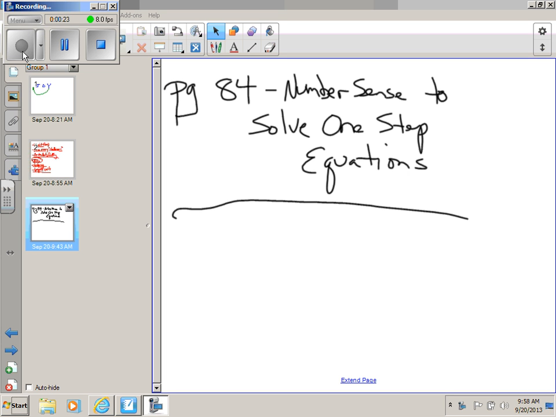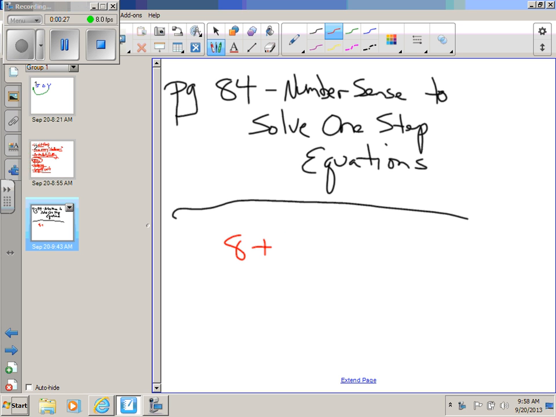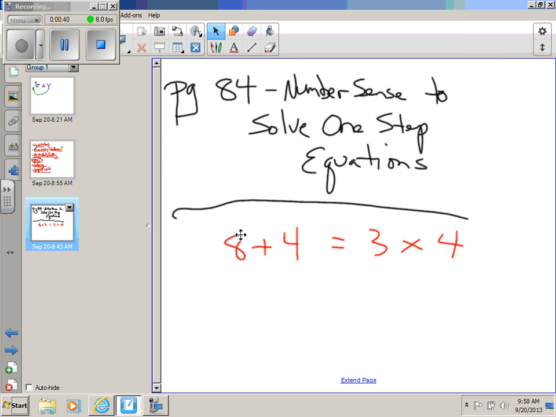As we have looked at in the past, when we think of our equals sign, it's not some machine that spits out an answer on the other side. Essentially, what it's saying is, if the two sides of my equal sign are equal, they would mean the same thing. They would have the same value.